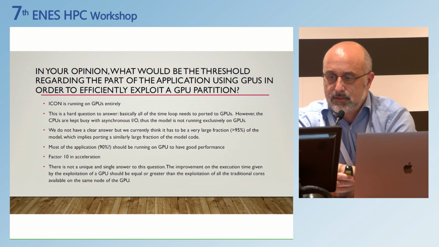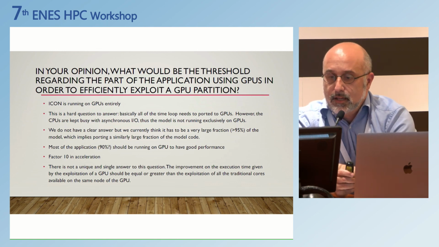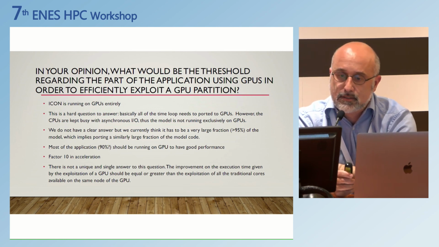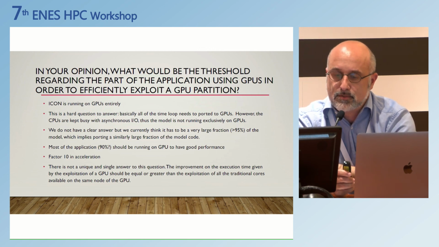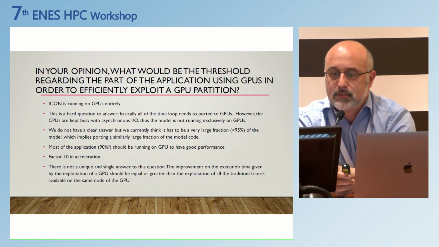Then we also got some answers that think that in order to efficiently exploit the GPU, more than 95% of the model itself must be offloaded on the GPU. And the last two answers just refer to the speed up. So they think that the efficient exploitation of GPU can be reached if the speed up is a factor of 10, or at most must be greater than the performance obtained by using the same node with the CPU on the same node.